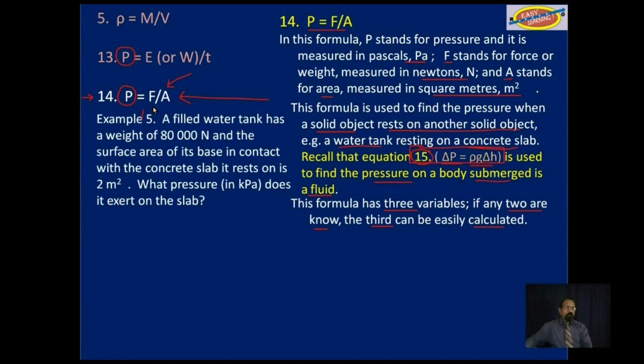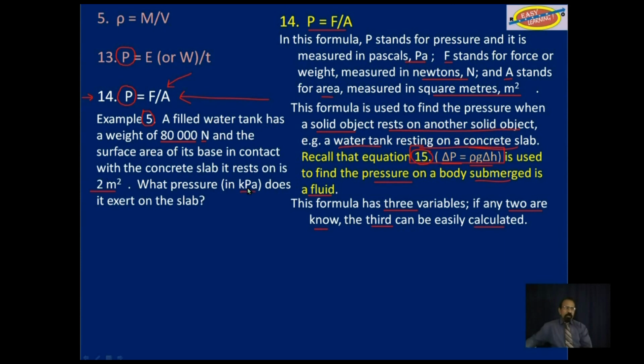So example 5: a filled water tank has a weight of 80,000 newtons and a surface area of its base in contact with the concrete slab it rests on is 2 square meters.